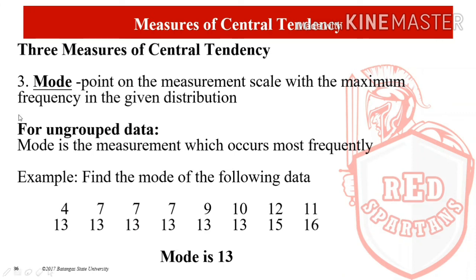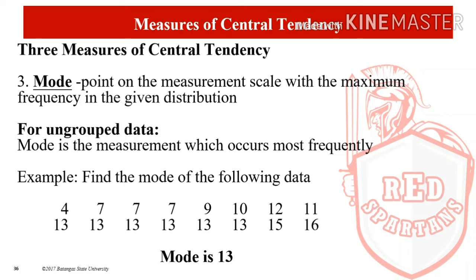Titingnan lang natin yung 4, isang beses lang. Then, yung 7, tatlo. Yung 9, isa. Yung 10, isa. Yung 12, isa. Yung 11, isa. Then, yung 13, meron tayong 6. Then, yung 15, isa. Then, 16, isa. So, ibig sabihin yung mode natin ay 13, kasi siya yung pinakamadaming nag-occur. Then, siya ay unimodal. Kapag naman walang nagkapareho, ang tawag doon ay no mode.